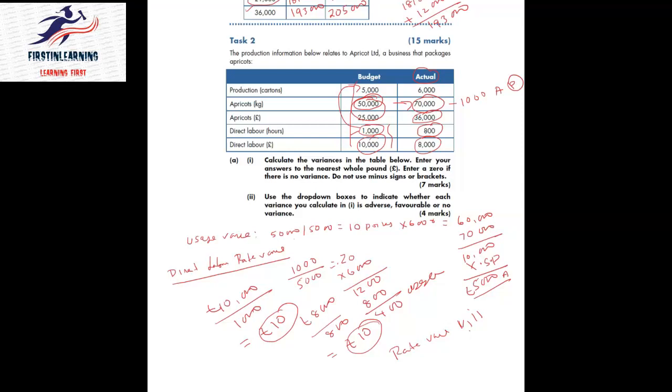On the other hand, we have the usage variance, because we should use 1200 hours, but we actually used 800 hours, so we saved 400. So this is favorable, and at 10 pound per hour, we have saved 4,000 pounds, so this is favorable.